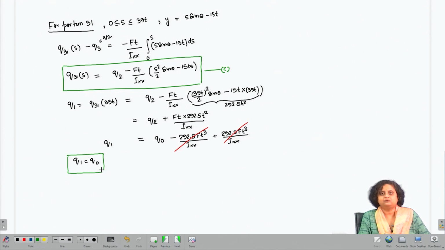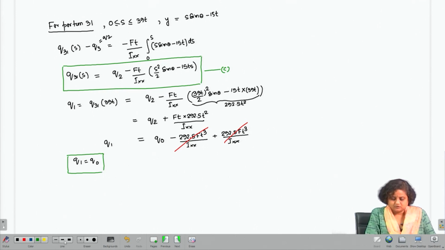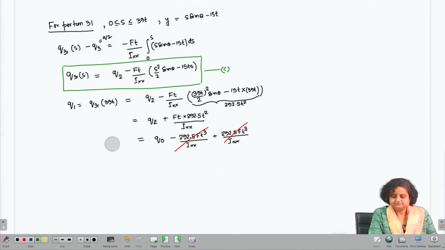Now, we have to find out the value of Q0. To find out the value of Q0, we have to use Betti's theorem. So, let me just erase this off and say that we have found out Q1 is equal to Q0.